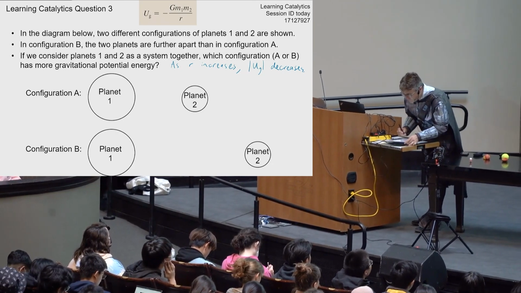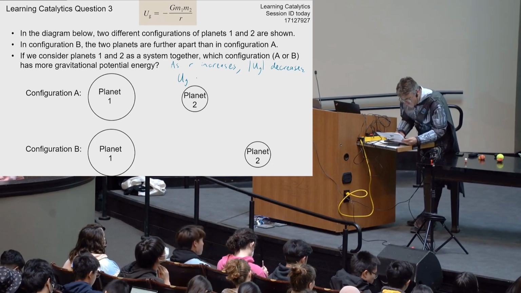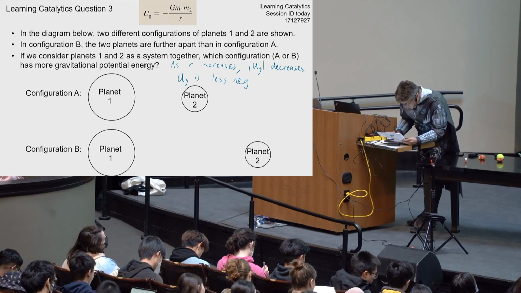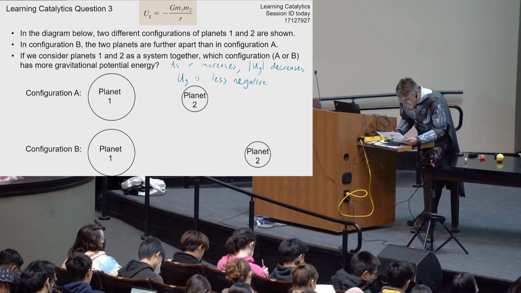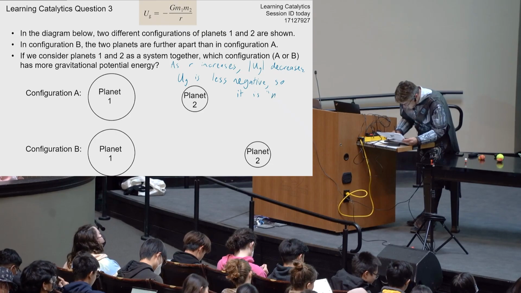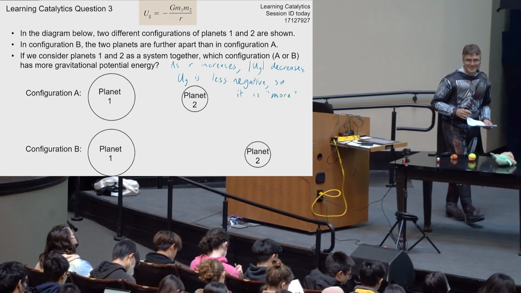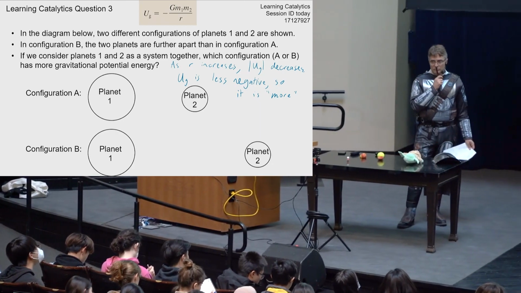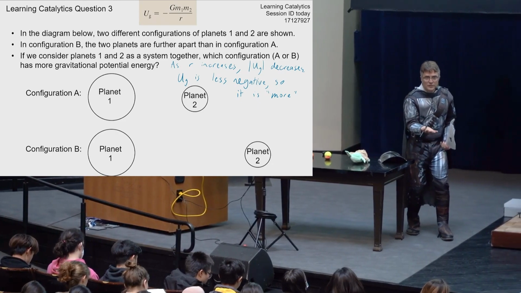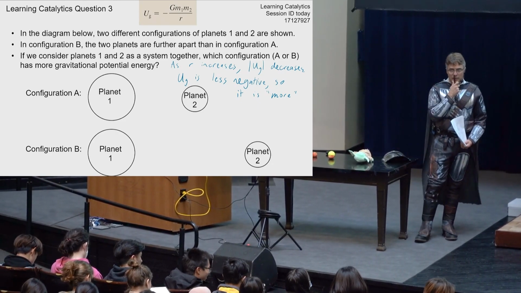There's a minus sign. UG without the absolute value is less negative, and that means more. So it is, quote, more, meaning closer to positive infinity than minus infinity. That's what I meant by that. But also intuitively, if you have to push on something and do positive work to separate it, you're adding to the potential energy.